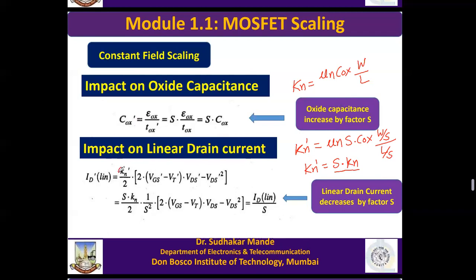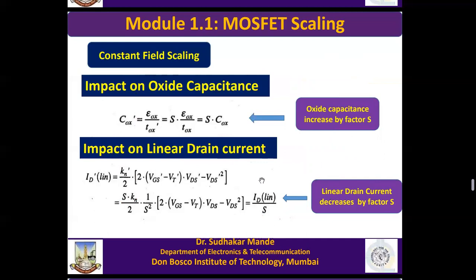So that is mentioned here. Kn dash, can you see here? It is written as S times Kn. Then VGS dash is nothing but VGS by S, VT dash is nothing but VT by S, VDS dash is nothing but VDS by S. So when you take S square common, from here S, from here S, from here S, and from here S square, this S and this S square get cancelled, and your drain current after scaling reduces by factor S. So the oxide capacitance increases by factor S, while the drain current decreases by factor S. This is the impact of constant field scaling.